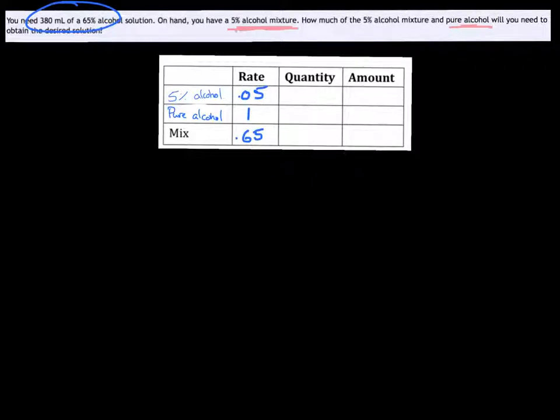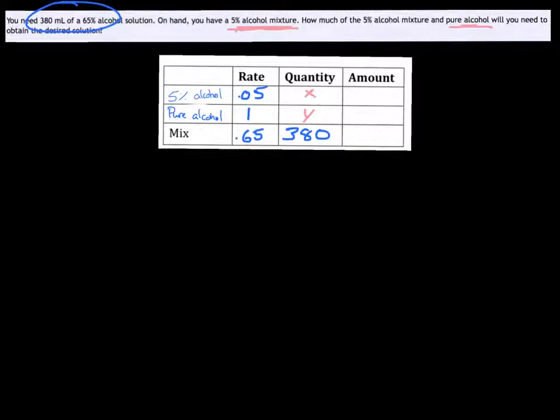Alright, and then what else do we know? The quantities. I know I want to end up with 380 milliliters. But I don't know how many milliliters I'm using of the 5% and the pure alcohol. Literally, that's the question I need to figure out. So I'm going to let my variables represent those. X is going to represent the amount of 5% alcohol I use, and Y is going to represent the amount of pure alcohol I use.